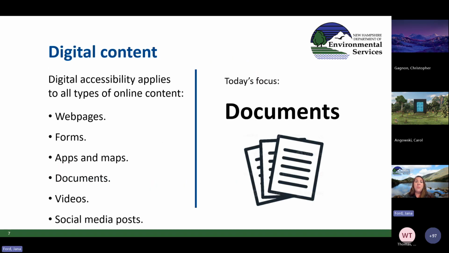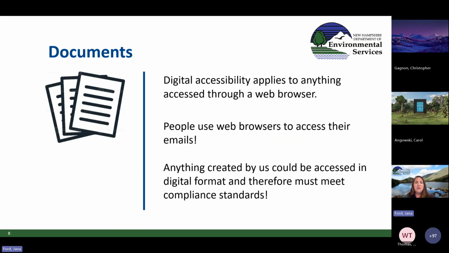We create so many types of publications, and digital accessibility requirements apply to all of them: web pages, forms, apps and maps, and documents. For this training specifically, we're going to be focusing mostly on documents. We will go over the basics of accessibility that apply to everything we create and share online. And this includes emails and correspondence, things that you might not think about as being online content. But think about it like this: digital accessibility applies to anything anyone might view in a web browser. People use web browsers to access their emails, so anything sent by email also needs to meet these requirements.